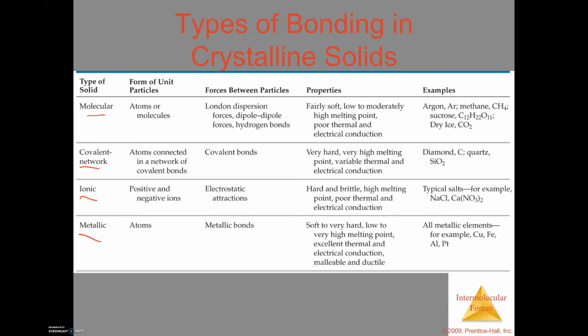Diamonds. What do we do with diamonds? We use them to cut rocks. Diamond's the hardest substance on Earth. So diamond itself would be considered to be a covalent solid.